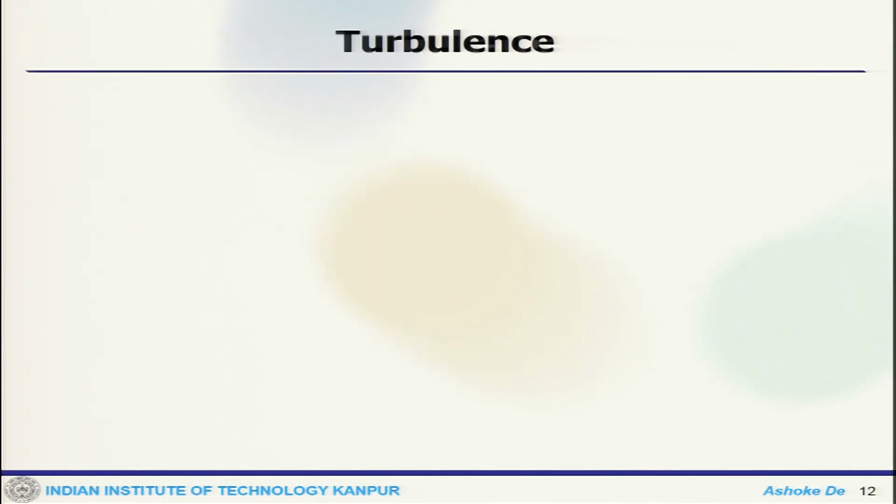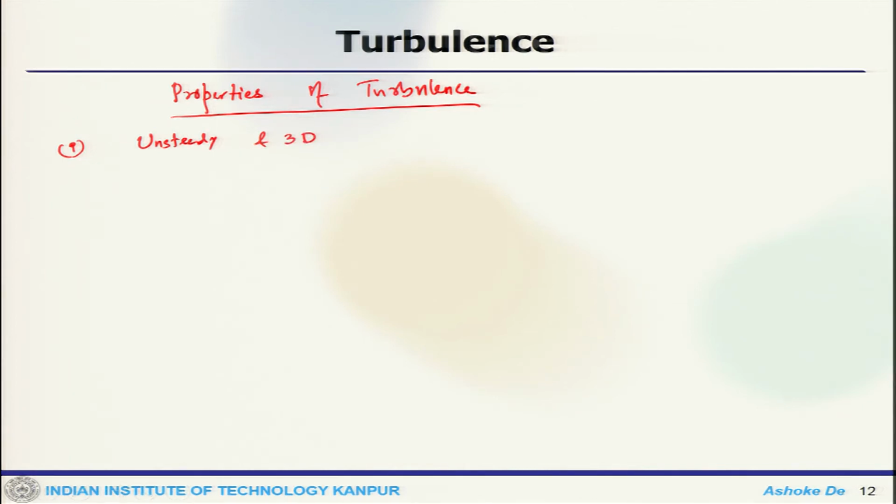So, whatever we have looked at so far, if we summarize that, essentially as properties of turbulence, one point which one has to note is that it is unsteady and 3D. Under which you can say it is irregular or chaotic in nature.